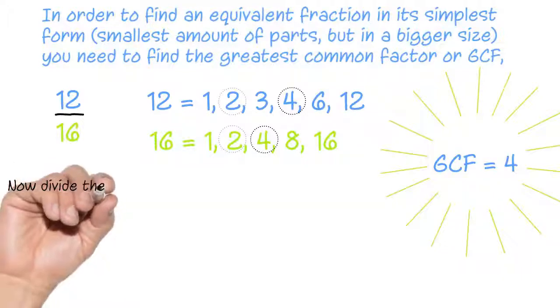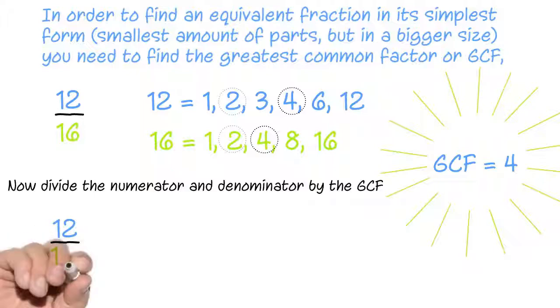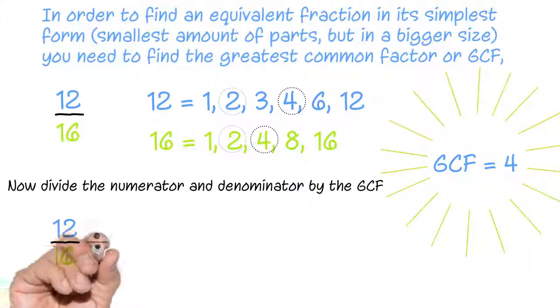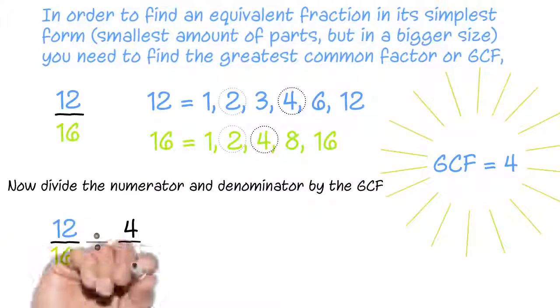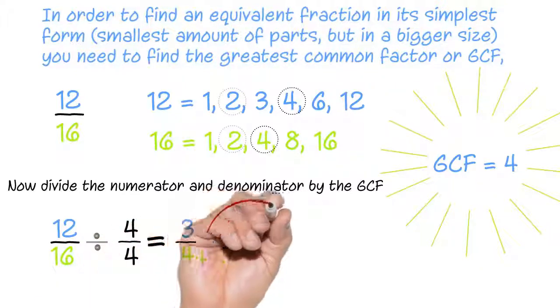Now divide the numerator and the denominator by the GCF. 12/16 divided by 4/4 equals 3/4, which is in its simplest form.